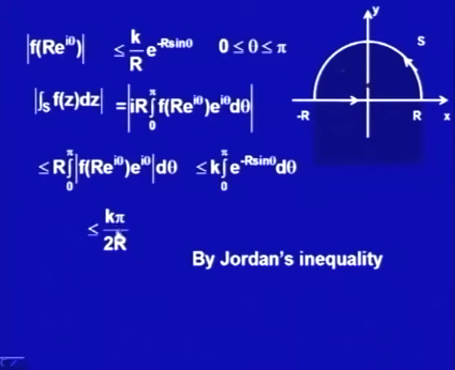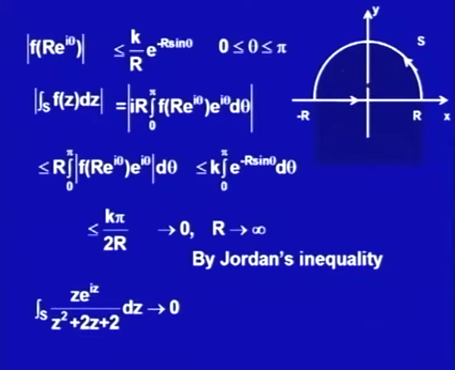Now, we have found k pi upon 2 r, a finer upper value, which depends upon r. As we take r larger and larger, it will approach 0. Since this is a positive value, the absolute value is positive. So, if it is approaching 0 as r approaches infinity, that value itself must be 0. What it says is that the integral of f z along this semicircle S must be 0.